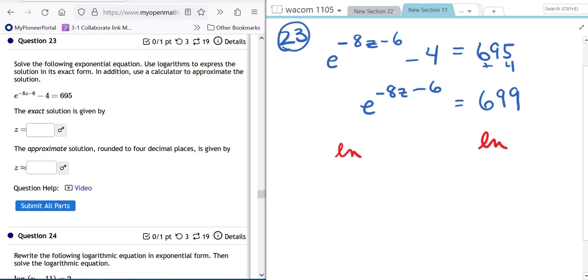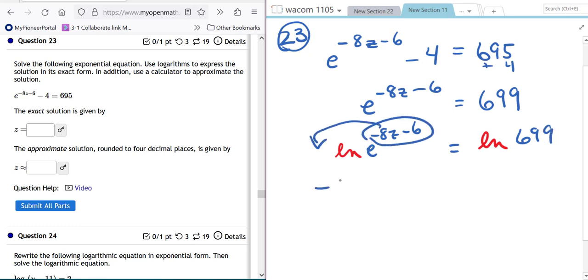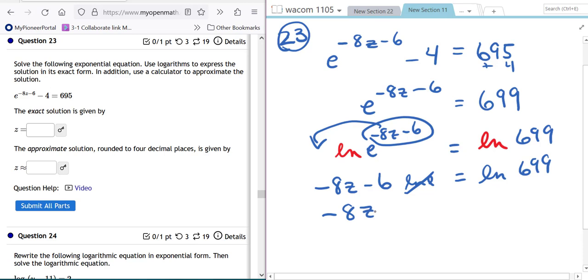And that will make this come down. So we have negative 8z minus 6, times the ln of e, which is 1, so we don't need that. Right, then we're going to isolate the z. So first we're going to add the 6. We're not going to calculate that yet. Right, and I'm going to have to back up. I'm sorry I didn't leave enough room on this one.